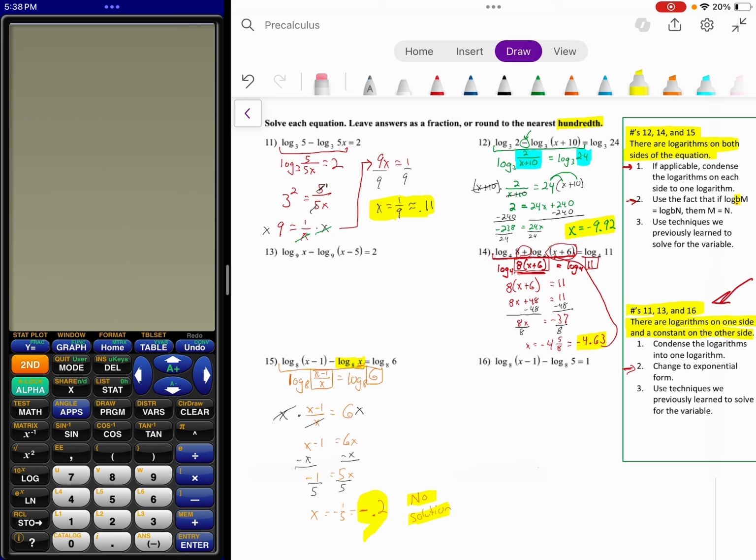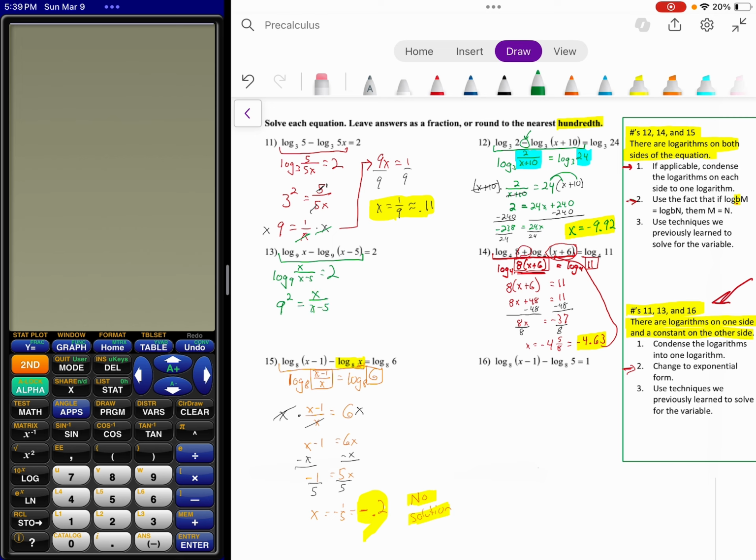Very similar. So back to step 1 in that bottom set of directions, because it's logarithms on one side and a constant on the other. So we are going to condense. So this is going to be log base 9 of x over x minus 5 is equal to 2. So we condense the left side. It's equal to a constant on the right side. So now we change to exponential form. So this is 9 to the second equals x over x minus 5.